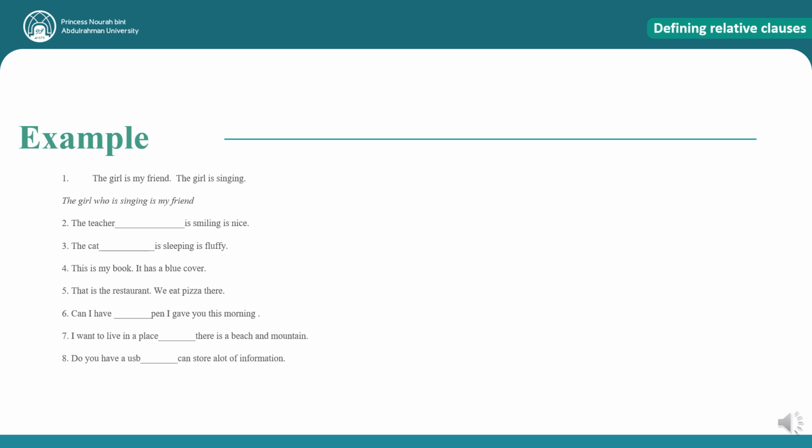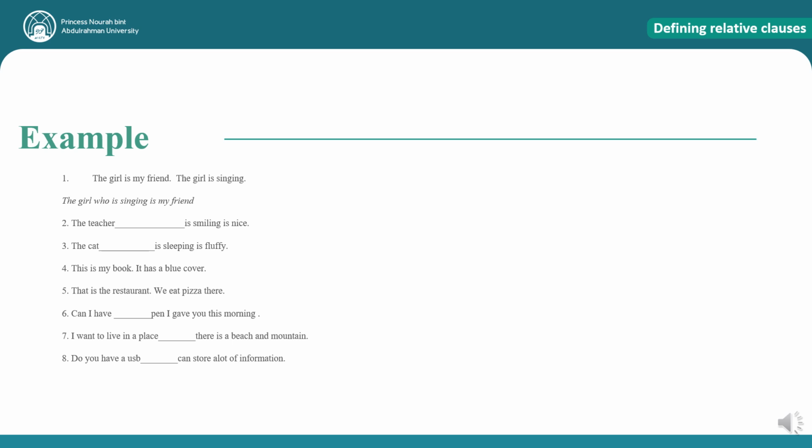Let's look at this example. The girl is my friend. The girl is singing. We can join these sentences using who. The girl who is singing is my friend. The teacher who is smiling is nice. The cat which is sleeping is fluffy. The part with who or which gives us more important information about the noun, teacher, cat.